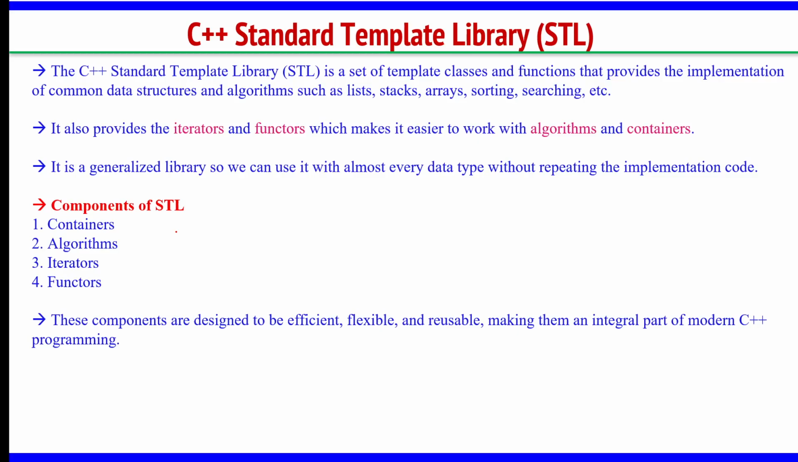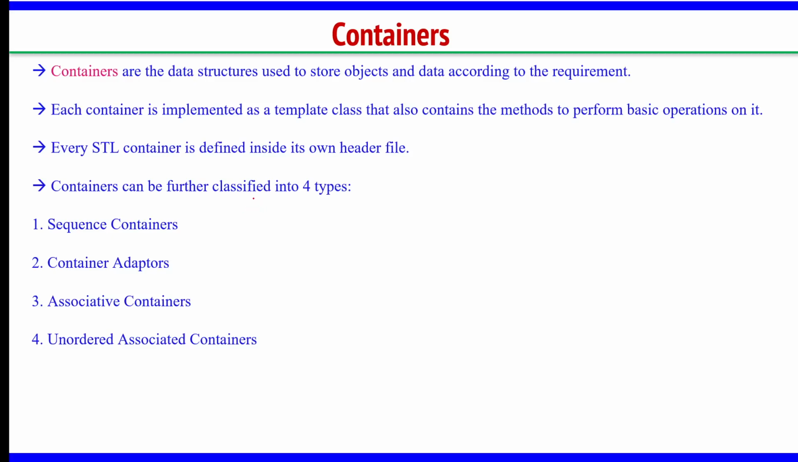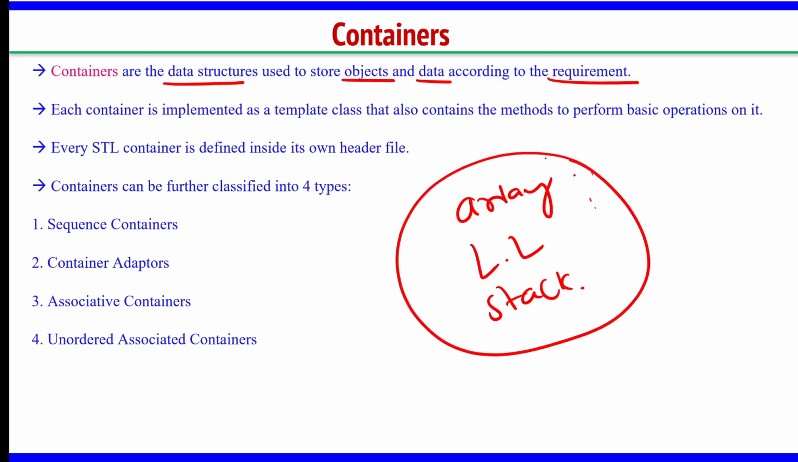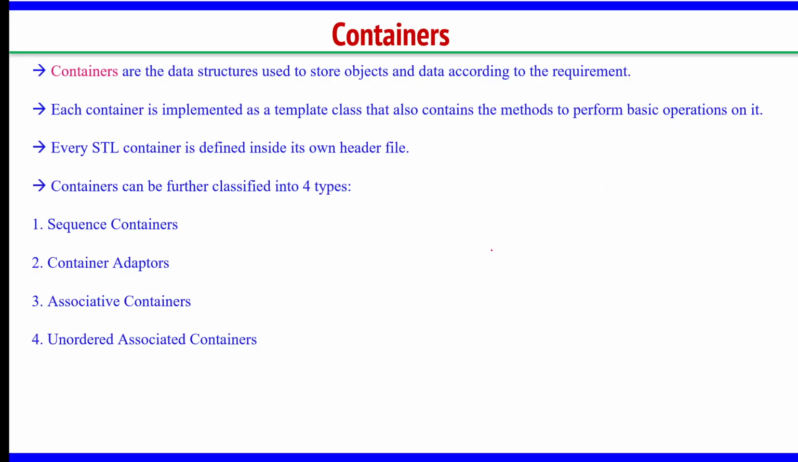Generally there are 4 components of a standard template library: containers, algorithms, iterators and functors. So, what are each of them? Let us explore. First one, containers. Containers are data structures used to store objects and data according to the requirement. Array is one container, linked list is one container, stack is one container. These are not exactly the containers here in C++, but you can assume that these are containers because they store some data.